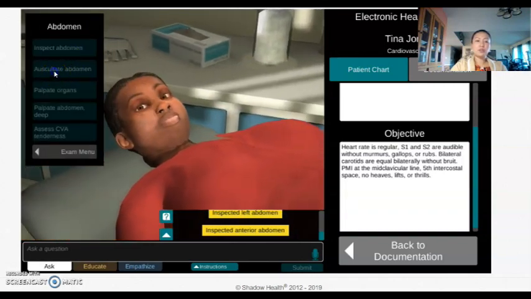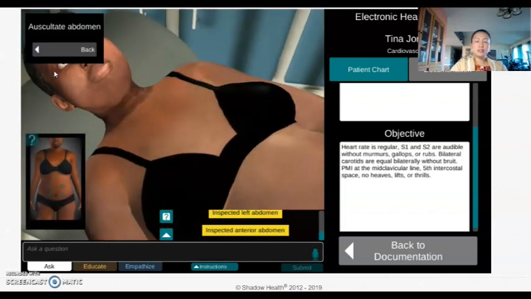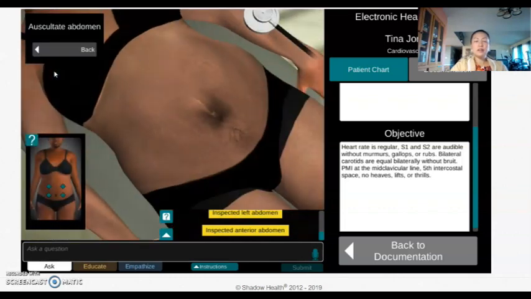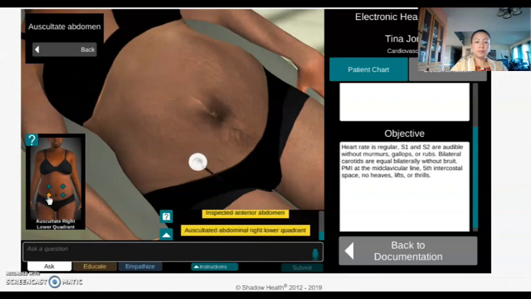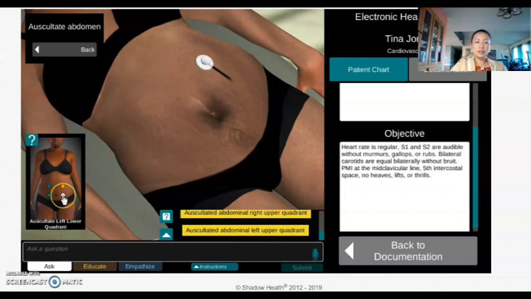And now I am going to do auscultation, which on this one, I am going to check for the bowel sounds. I'm going to start in a clockwise motion, starting at the right lower quadrant, going up to the right upper quadrant. To the left upper quadrant, and then now to the left lower quadrant. And I can hear normal active bowel sounds.